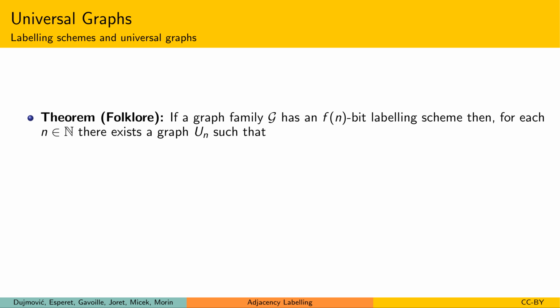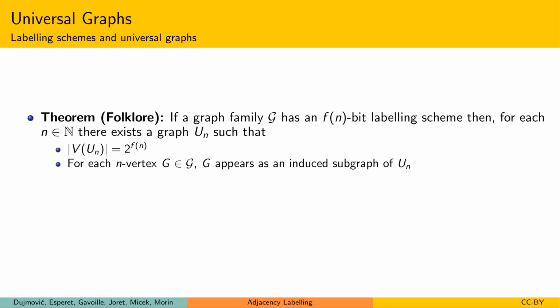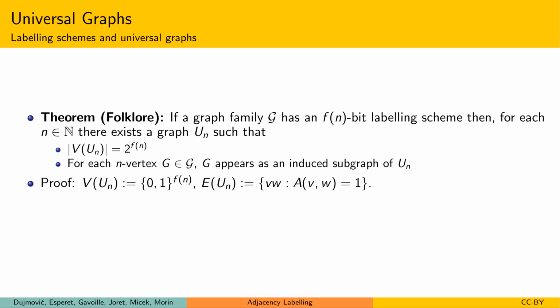Adjacency labeling schemes are closely related to so-called universal graphs. If a graph family has an f of n bit labeling scheme, then for each integer n, there is a universal graph U_n with 2 to the f of n vertices, such that each n-vertex member of the family appears as an induced subgraph of U_n. The graph U_n is easy to define. Its vertex set consists of all f of n bit binary strings, and an edge vw is present in U_n if and only if the adjacency tester A outputs 1 given the binary strings v and w.